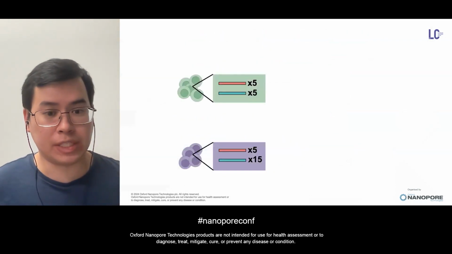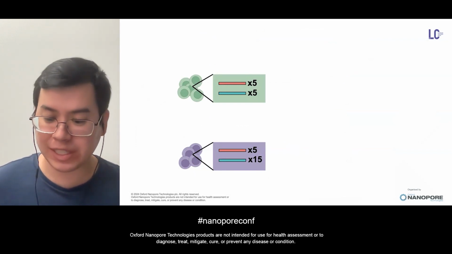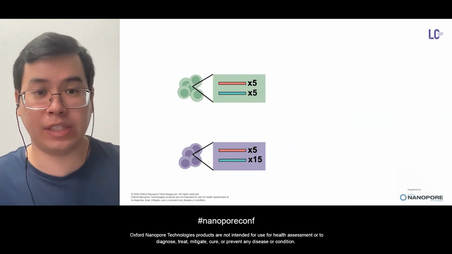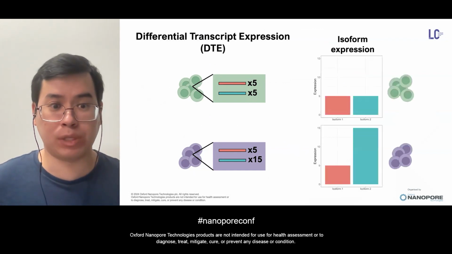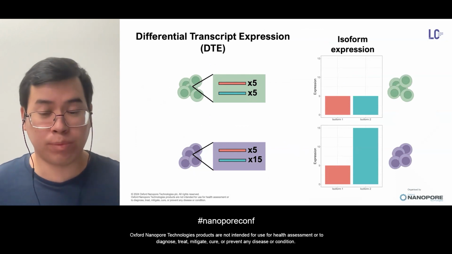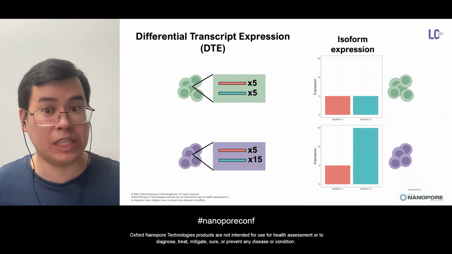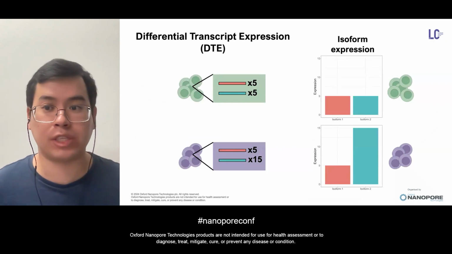Now, what do we do with these? Oftentimes when we have transcript level detail, I think the first thing that we want to do is try to find differential transcript expression. And this is where we just compare the counts between, for example, these 2 cell types. In this case, isoform 2 is the only one that has counts changing between the 2 cell types, so only isoform 2 shows differential transcript expression.